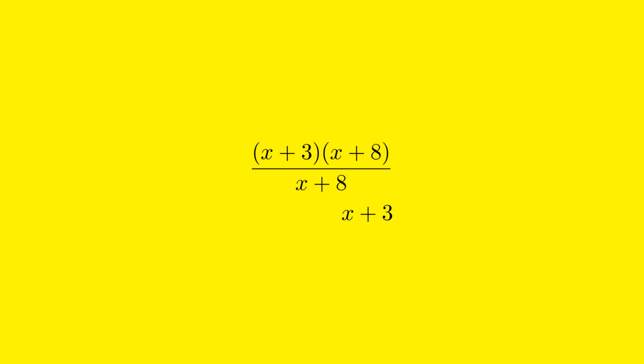Therefore, the rational expression x squared plus 11x plus 24 divided by x plus 8 simplifies to x plus 3. This is the final step. The expression is now in its simplest form.